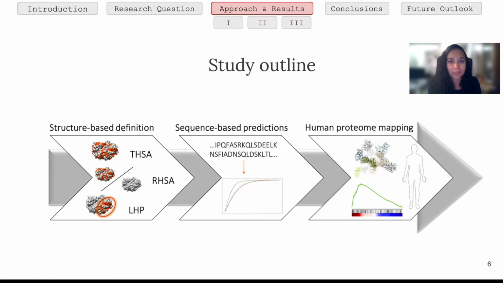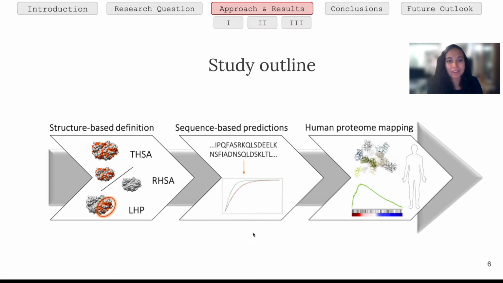Now the total hydrophobic surface area and the relative hydrophobic surface area we can calculate from the DSSP. So we take the surface area calculations per residue and we sum over them to get the total hydrophobic surface area, and then we divide the total hydrophobic surface area by the total surface area to get the relative hydrophobic surface area. For the largest hydrophobic patch, we developed a new method that we call MolPatch, which uses a network-based method to identify the largest continuous region of hydrophobic residues on a protein surface.